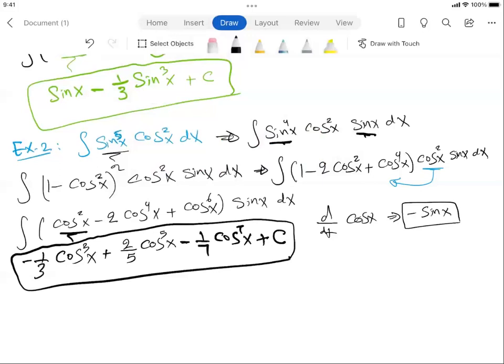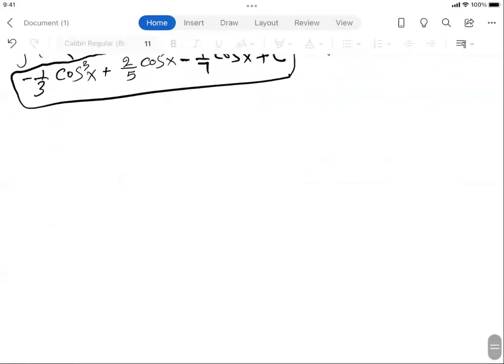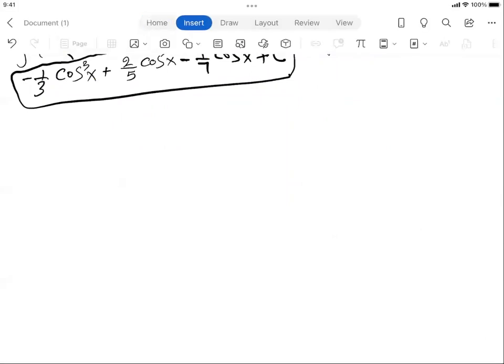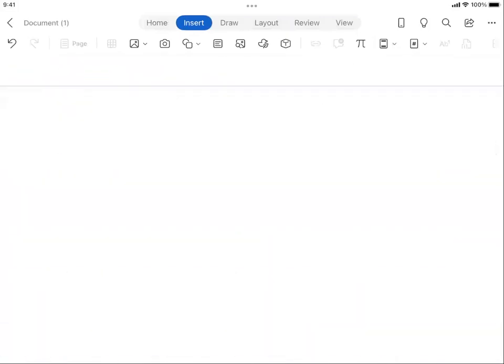Okay. Let's solve more problems. So our third example is this.